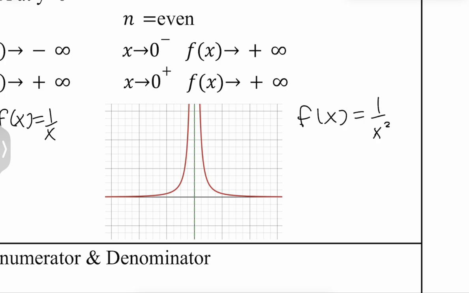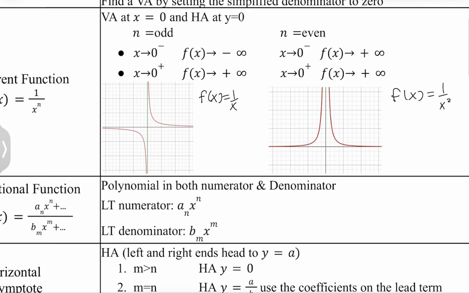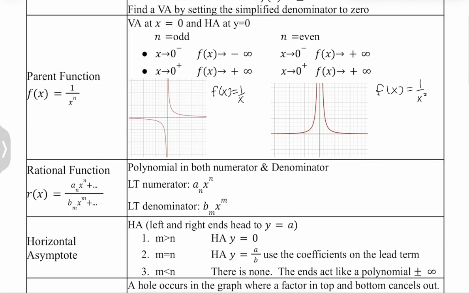Positives stay positive for an odd power. Negatives stay negative for an odd power. So the positive side goes to positive, the negative side goes to negative. But as soon as you make that power even, the positives go up, the negatives go up. And that's why that happens. Okay. But they all have horizontal asymptotes at 0 if they're in this form.